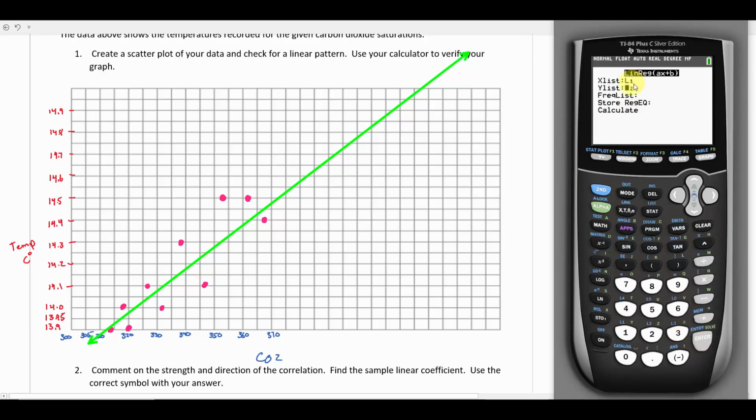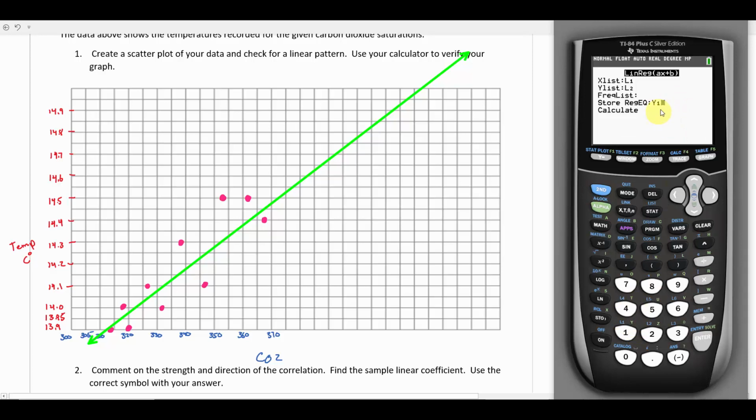And when I do option 4 again, just make sure it knows where the data is. It should be in L1 and L2. And then to get the line on my graph, I'm going to make sure that this says Y1 right here. So I'm going to hit not second, but alpha and then trace. And it'll be option number 1.